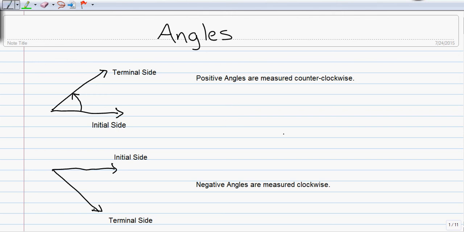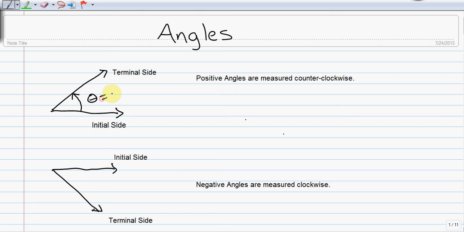In this video, we're going to talk about angles. Angles are an important part of trigonometry, so we're going to start with some basic definitions and notation dealing with them. So an angle is measured from an initial side to a terminal side, like I have drawn right here, and if we measure in a counterclockwise way, then that angle is going to be positive.